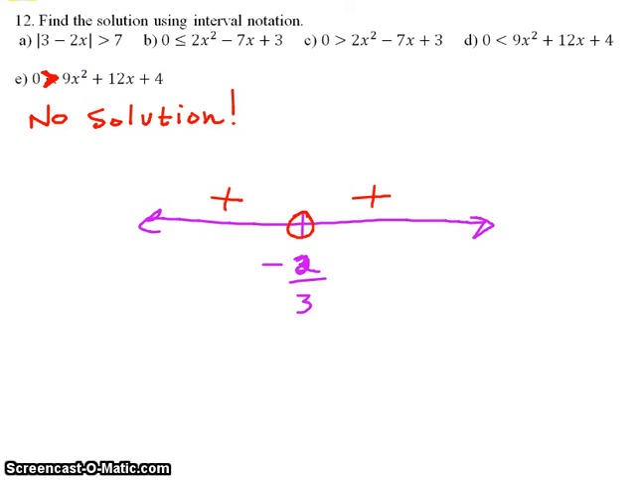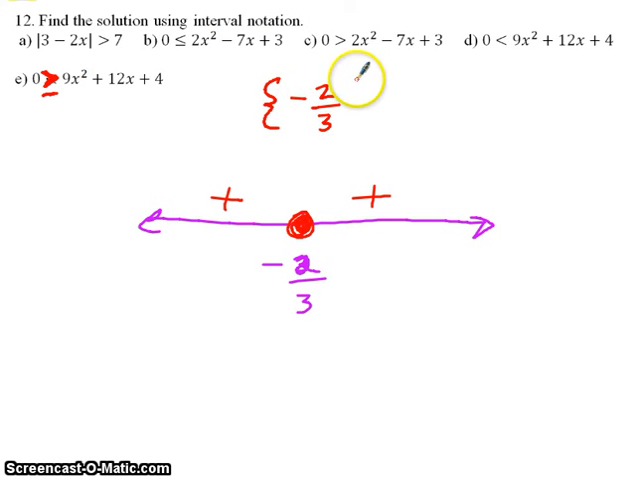But let's say it said or equal to. Then that would mean that we would include the negative 2 over 3. But that's the only value that we would be able to include. And so therefore, we would only write that one value, the negative 2 over 3. That would be the only value that we could include in our solution. That would give us 0. Every other value will result in positive, but we're looking for negative or equal to 0.